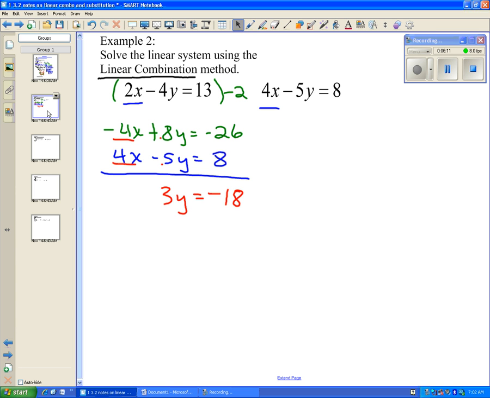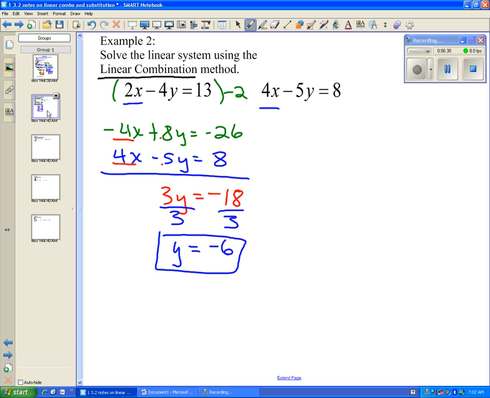I need to get rid of the 3, but I can solve for that y by dividing both sides by 3, so I get y is equal to negative 6. Again, that's part of my solution, but not my entire solution.